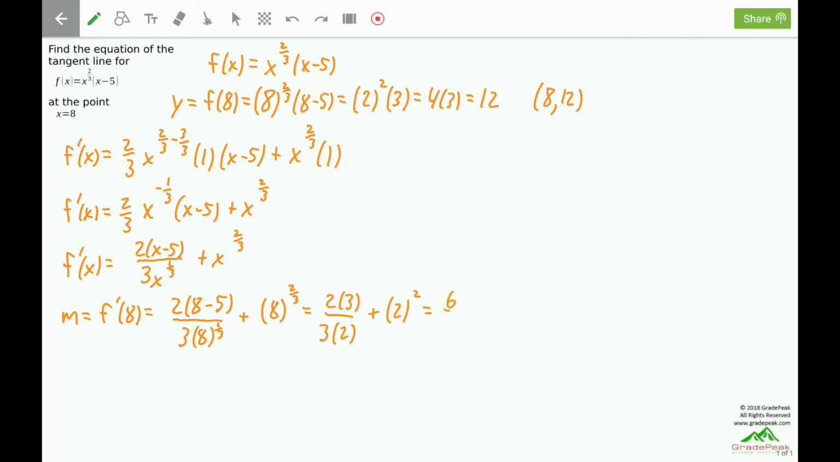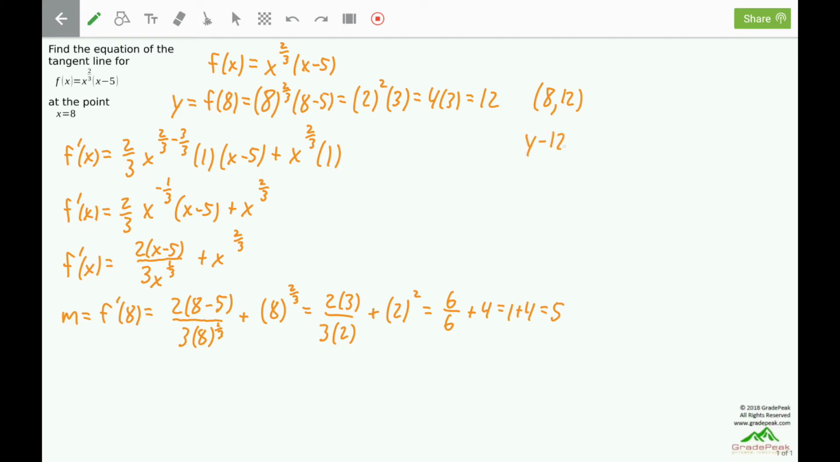2 times 3 is 6. 3 times 2 is also a 6, and 2 squared is a 4. 6 over 6 is a 1 plus 4, and I'm getting a slope of 5. So I have the point, x and y coordinates, and I have the slope. I can now set up the equation of the tangent line using the point-slope formula.